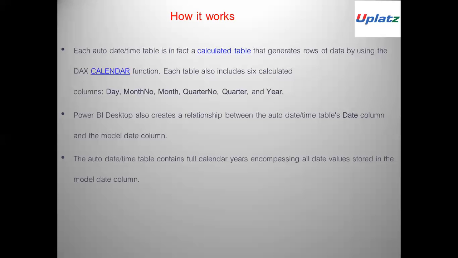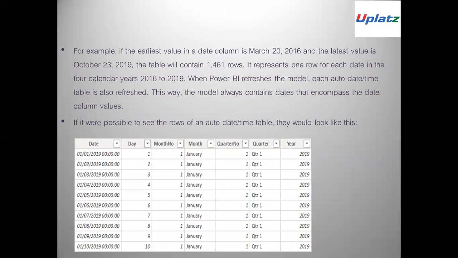The auto date or time table contains dates encompassing all date values stored in the model column. To understand this with an example, the oldest value is March 2016 and the latest value is October 23, 2019. The table contains 1460 rows, which represents one row for each day in the year range.